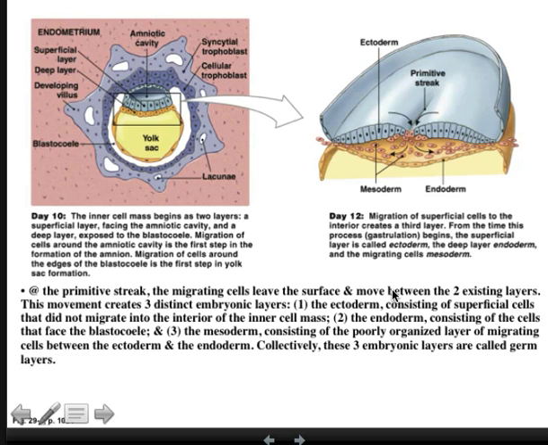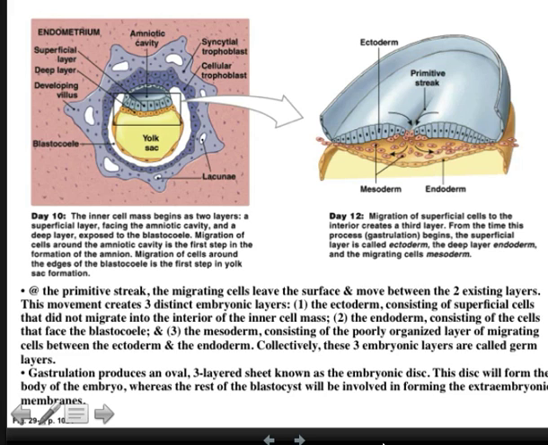This is a major landmark in embryonic development. Gastrulation produces an oval 3-layered sheet, and this is the embryonic disc, and this will form the body of the embryo, whereas the rest of the blastocyst will be involved in forming the extra embryonic membranes.